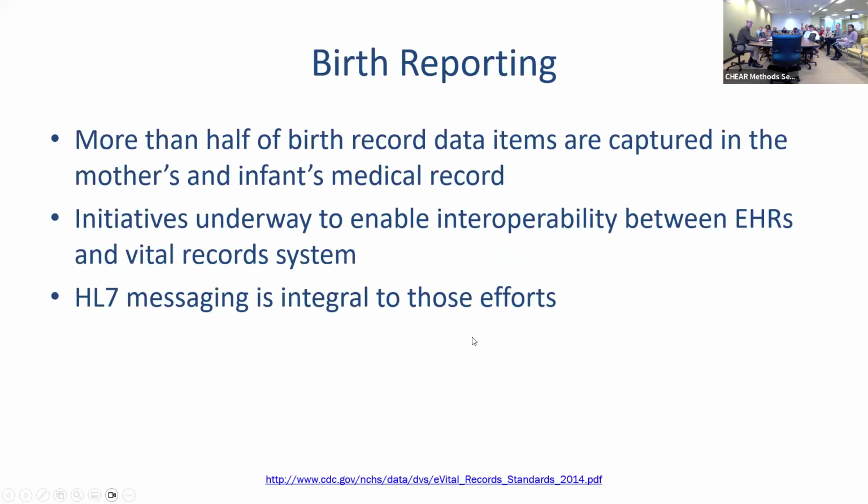All right, so I'm going to say just a quick word about birth registries, just because they're an important example, but it's going to segue into an interesting other HL7 example in just a moment. The important and interesting part about birth registry reporting is that when we look at what is required for a birth to be reported, more than half of the information on moms and babies can come directly out of the EHR.